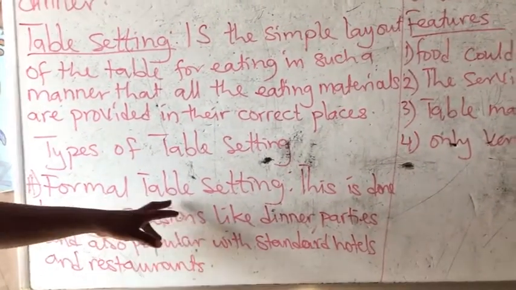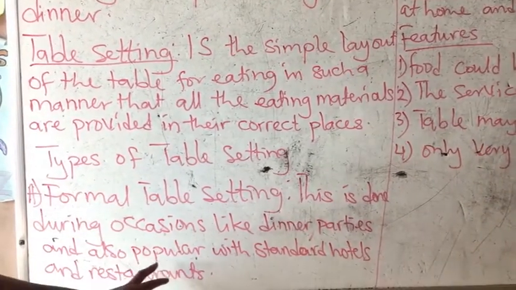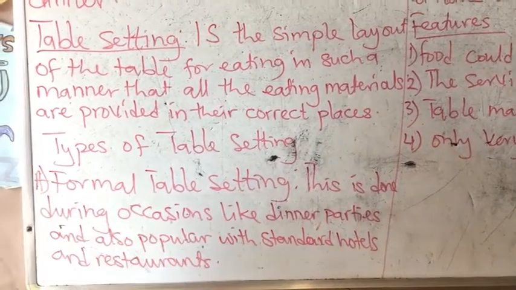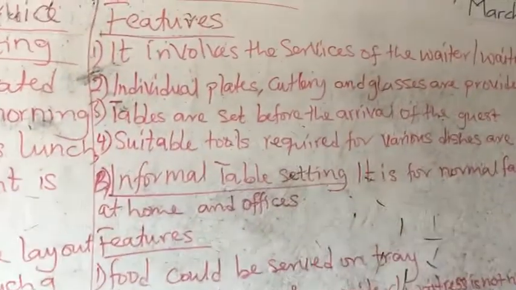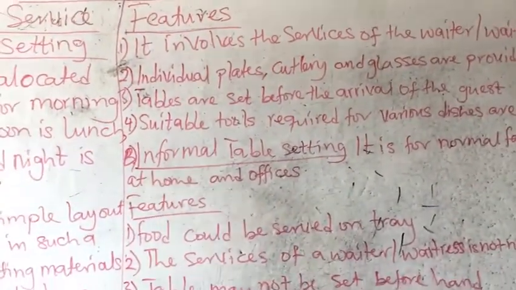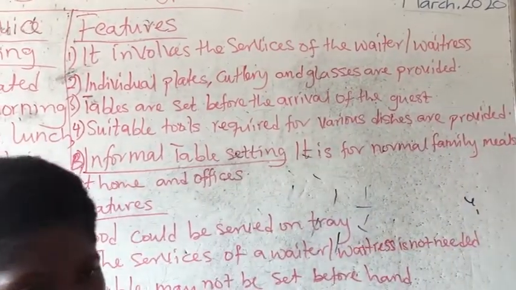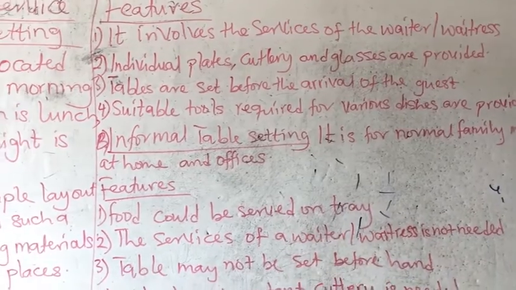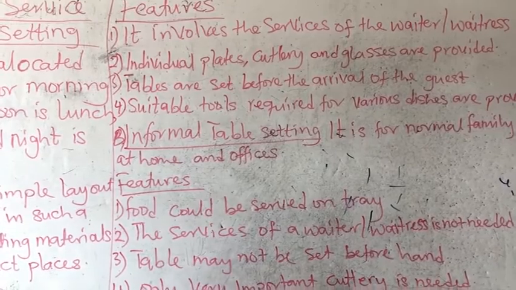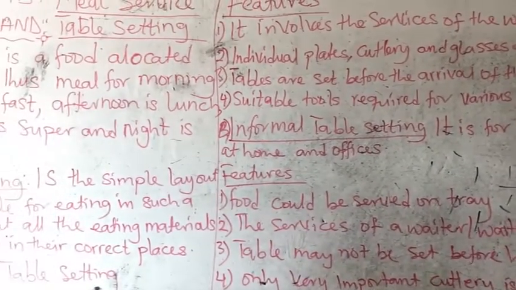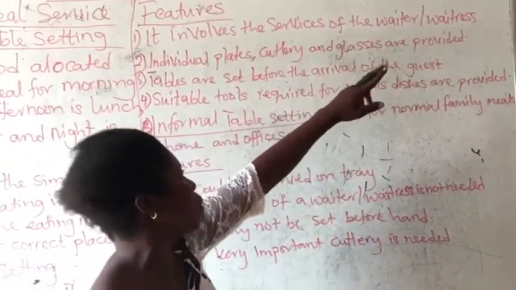So we are saying that formal table setting is done during occasions like dinner parties and also popularly with standard hotels and restaurants. When you go to restaurants and hotels, you see such table settings. Let's look at the features. It involves the services of the waiter or waitress. At a dinner party, you'll be at the table and somebody will come around to serve you a drink. Your food will be passed on to you, and that is the work of the waiter or the waitress.